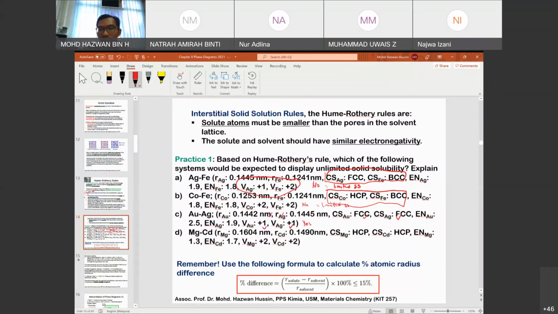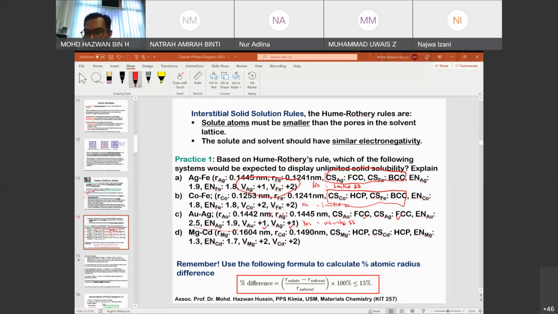And how about the electronegativity? Electronegativity 2.5 and 1.9. Even though there's a clear difference, 0.4, as I said, electronegativity, normally I will put it as the last requirement. If it follows the first three, then we will say that it will follow Hume Rothery rules. So we still see that 2.5 and 1.9 is considered almost the same. So this actually will produce unlimited solid solution.